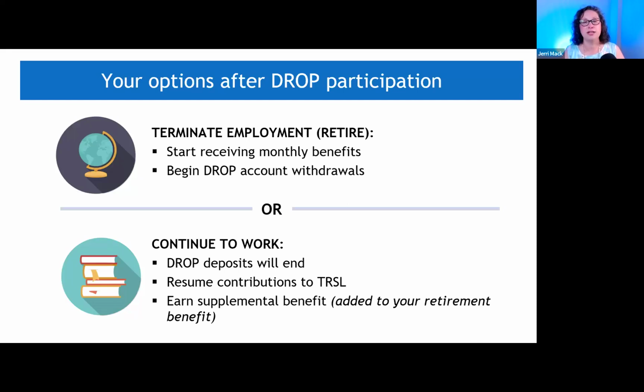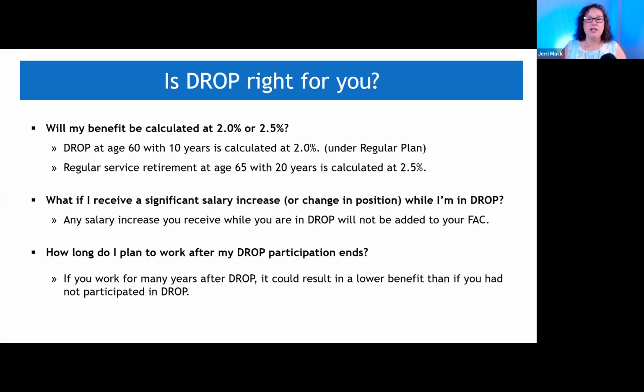If you find yourself working after DROP, a year, 2 years, 3 years, 5 years, you want to know your value. Get an estimate from TRSL to find out, once you're on or after DROP, not before, is working a year after DROP another $72 a month for the rest of my life for my retirement benefit? Or if I work 2 years after DROP, is that another $168 a month for the rest of my life in my monthly benefit? So you want to have those options to consider. When it comes to considering if DROP is right for you, it's a good idea for many people. You do want to consult a financial advisor.